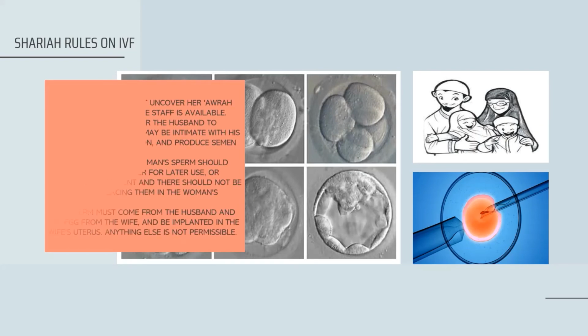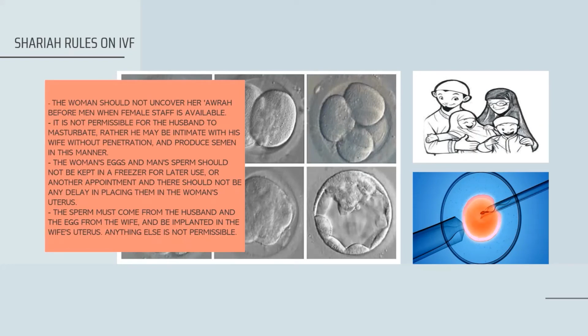In this, it states that the woman should not uncover her aura before men when female staff is available. So what it's trying to say is to try your best to find a female doctor who is available to assist with the IVF process, because this is to prevent uncovering your aura towards a stranger who is not either your family or your husband.